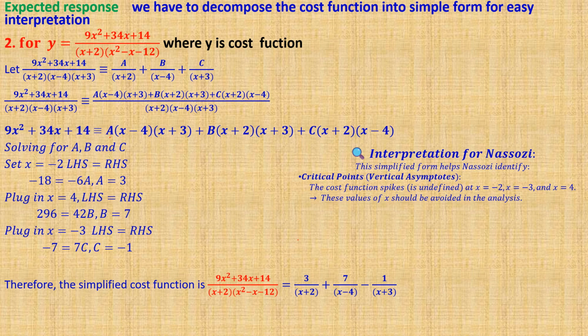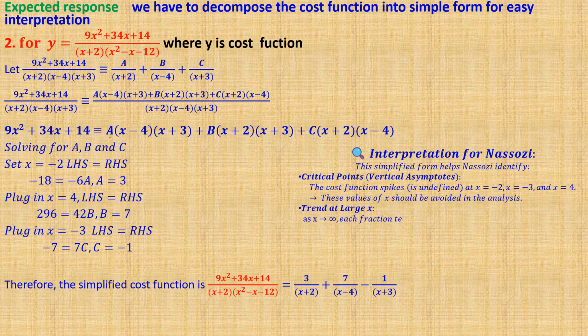So at that point, we say the function is undefined, and it is undefined when x is equal to -2, x is equal to 3, and x is equal to 4. So when you come to these functions, we realize that the function is undefined when x is equal to -2, -3, and 4. So these values of x should be avoided in the analysis.